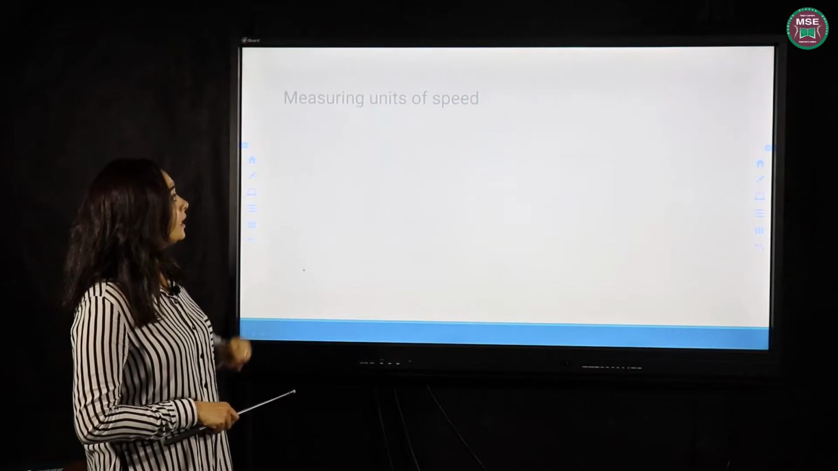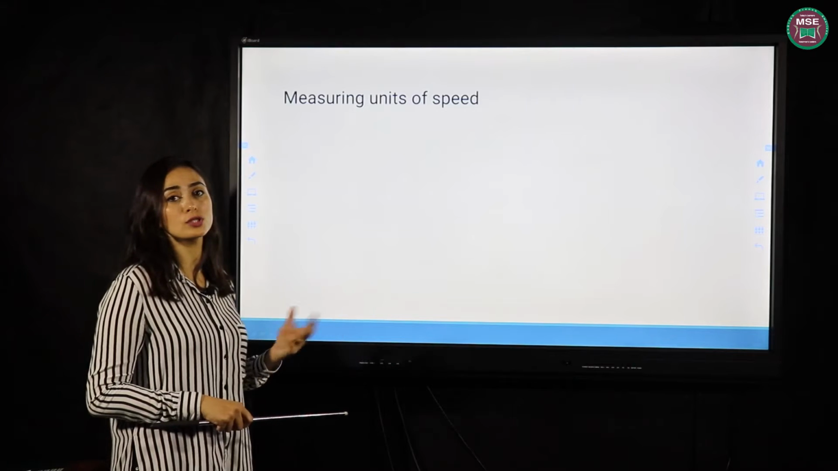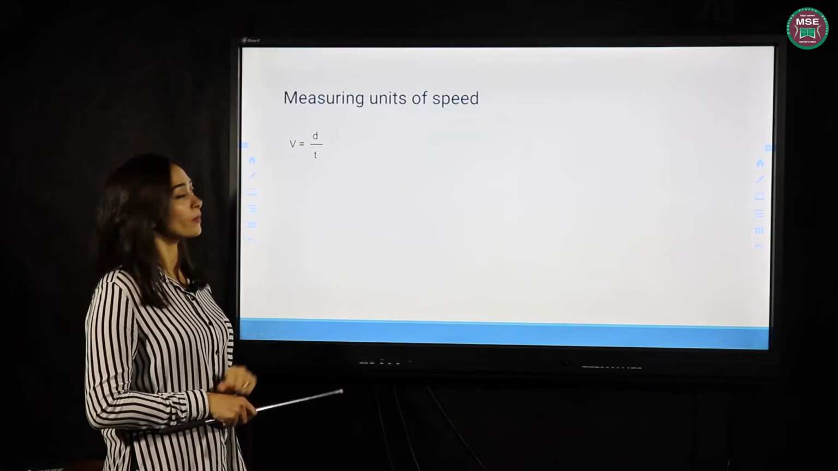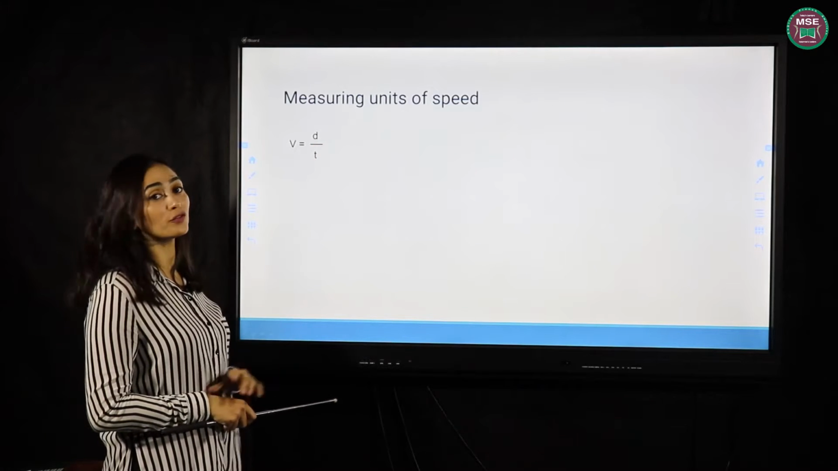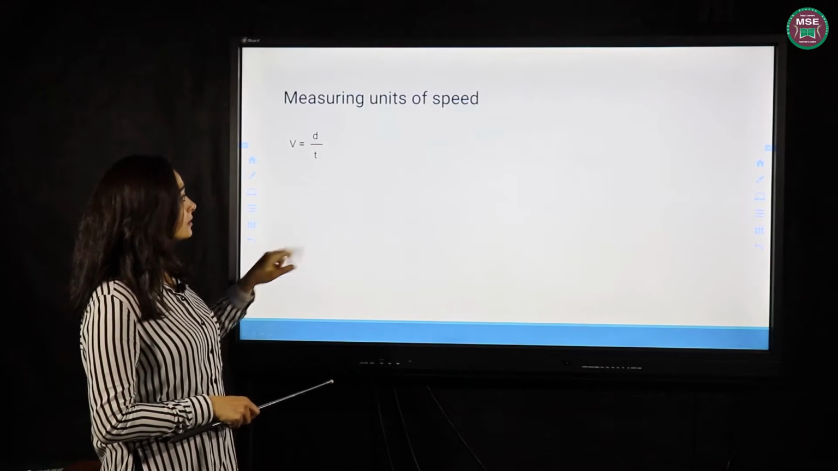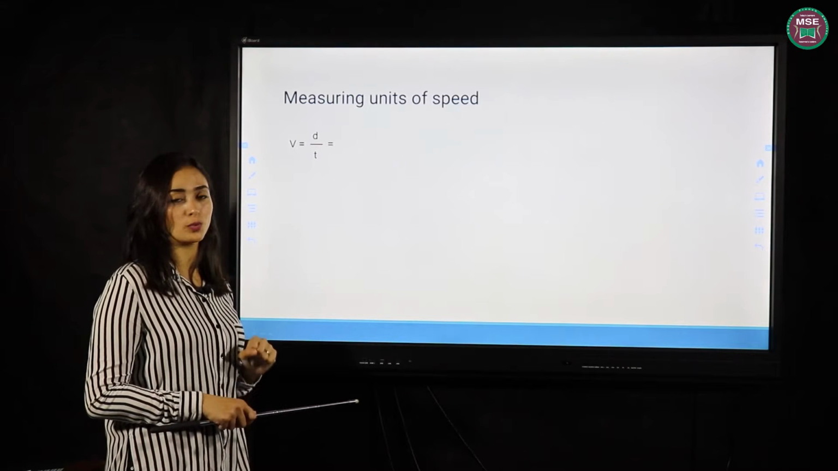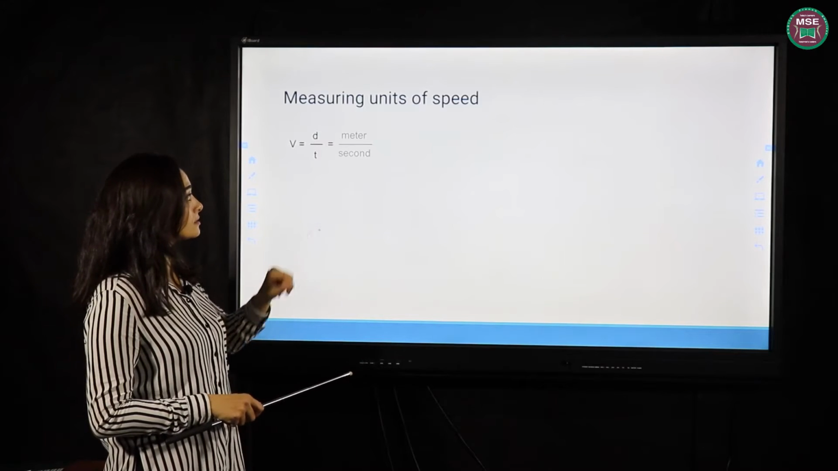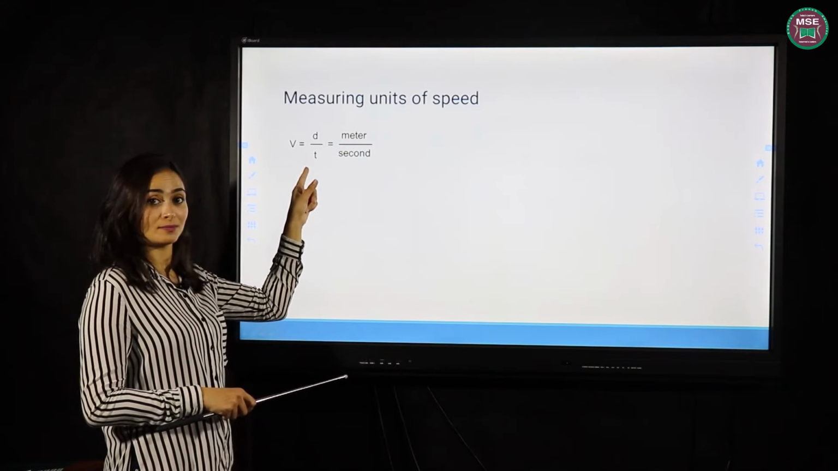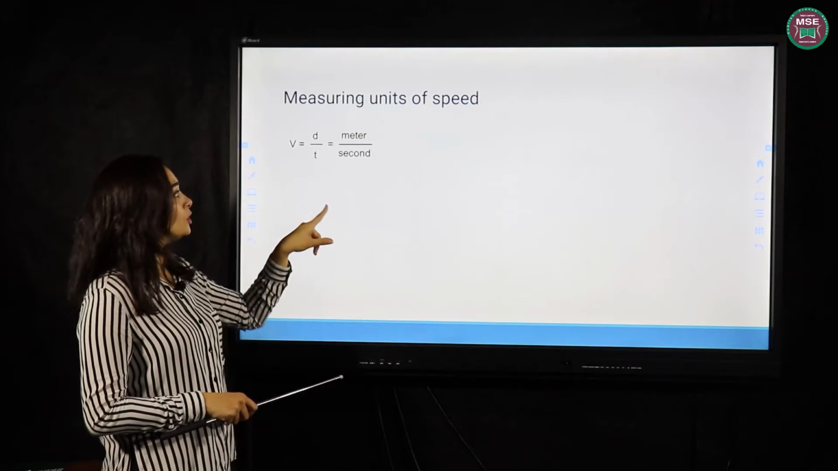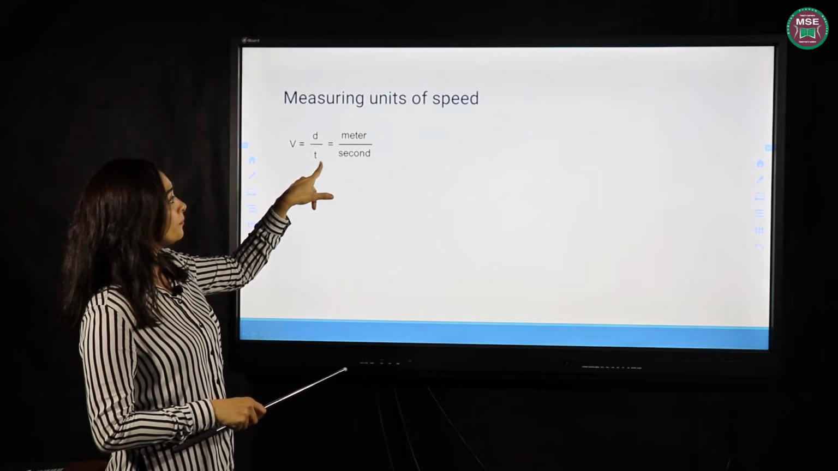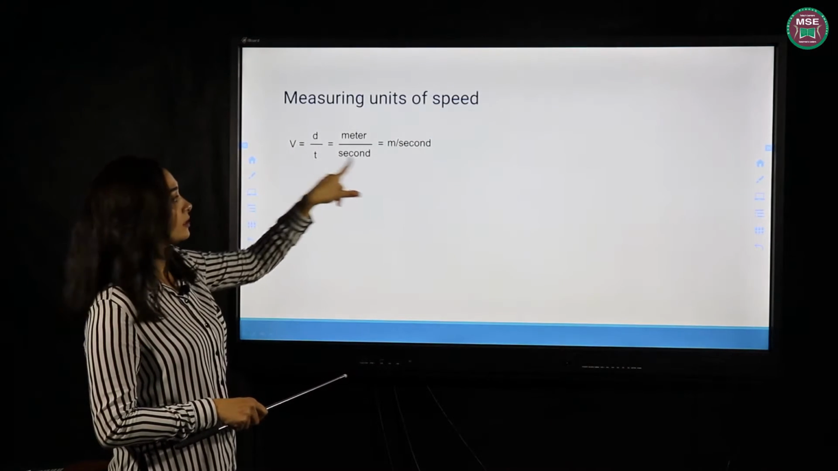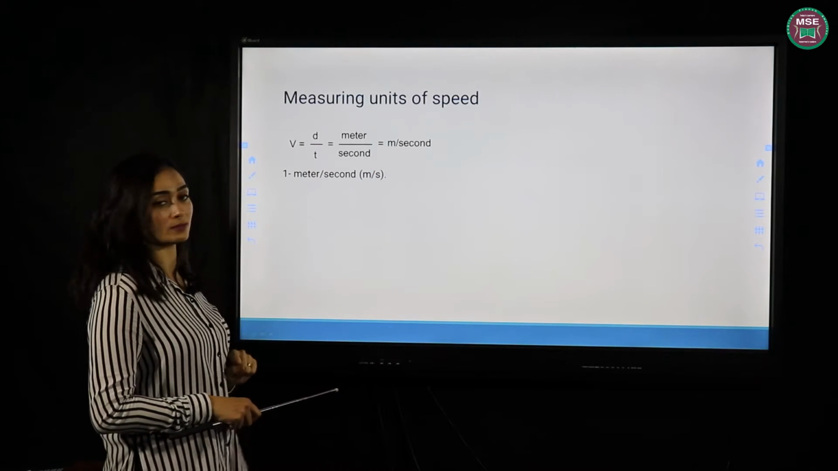Okay, now let's know the measuring unit of speed. From the rule we can get the measuring unit of speed. Speed equals distance over time. Can you tell me the measuring unit of distance when I want to measure distance? What is the measuring unit of distance? Yes, meter. Time, yes, seconds. So, distance over time, meter over seconds. The measuring unit of speed is meter per second.